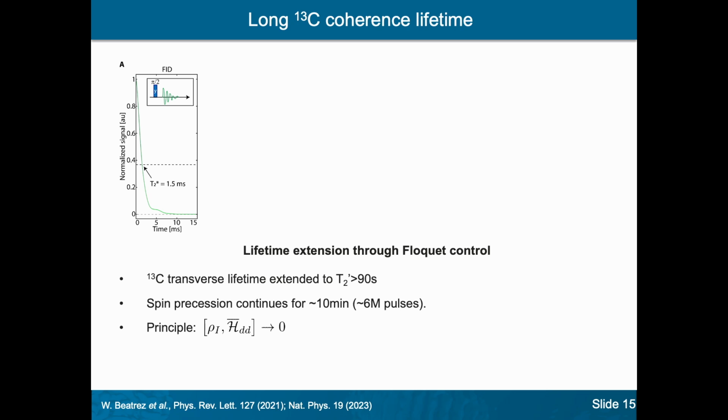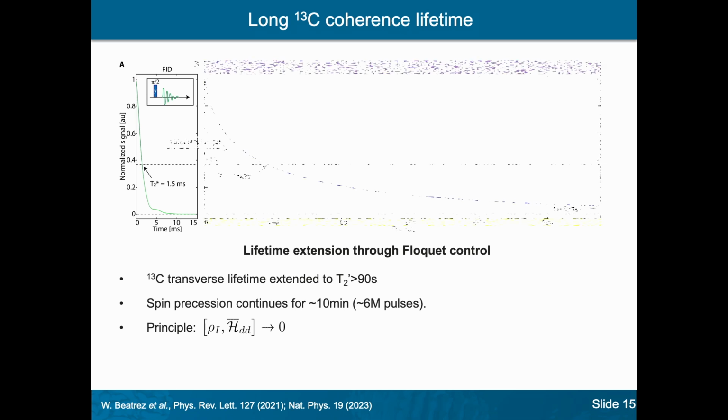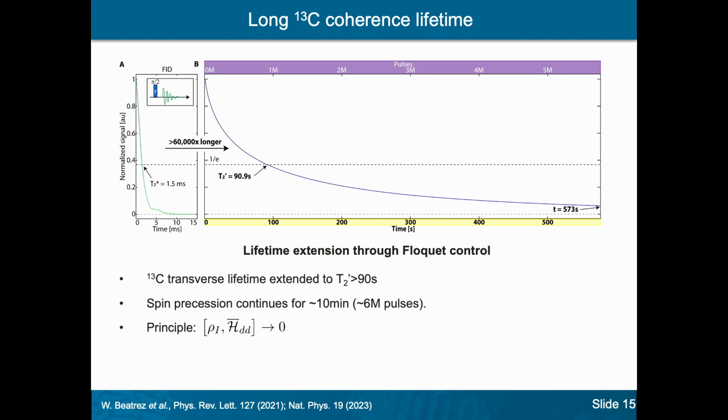And well, in some communities that's a large number, but usually it's a small number, so 1.5 milliseconds. And that's dominated by interactions between the nuclear spins. But it turns out that if you do some control techniques, which nowadays people fashionably call Floquet control, it's possible to extend this quite dramatically at room temperature. So it's nuclear spins in nanodiamond or microdiamond particles.